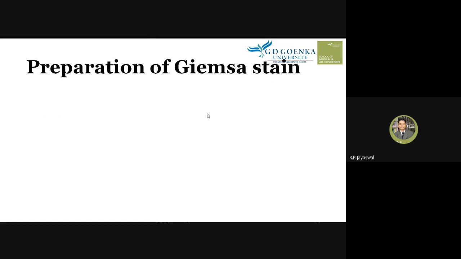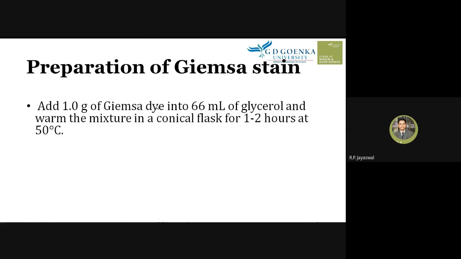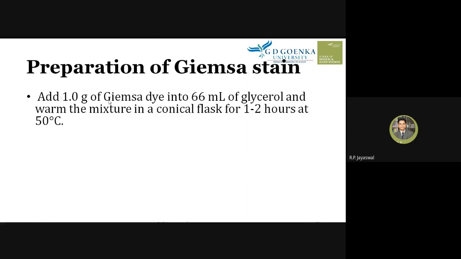Next, we have to prepare Giemsa stain. So here is the instruction to prepare Giemsa stain. Take 1 gram of Giemsa dye into 66 ml of glycerol, and warm the mixture in a conical flask for 1 to 2 hours at 50 degrees Celsius. What we require is a conical flask, and in that conical flask we need to add 1 gram of Giemsa dye and 66 ml of glycerol.